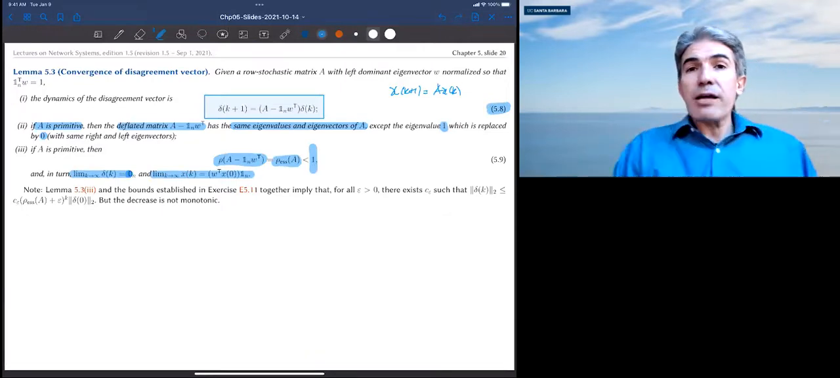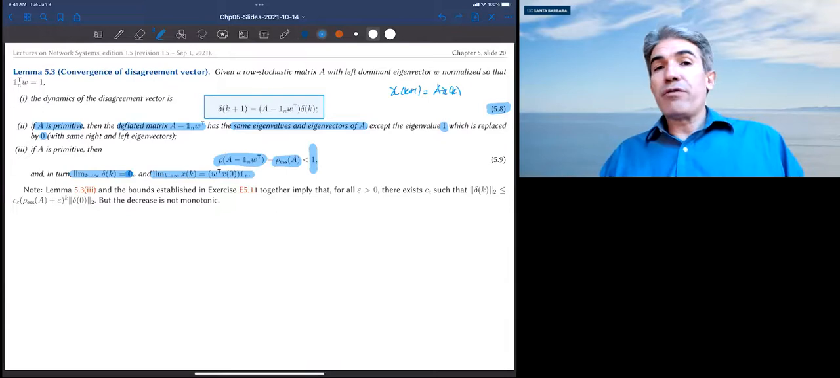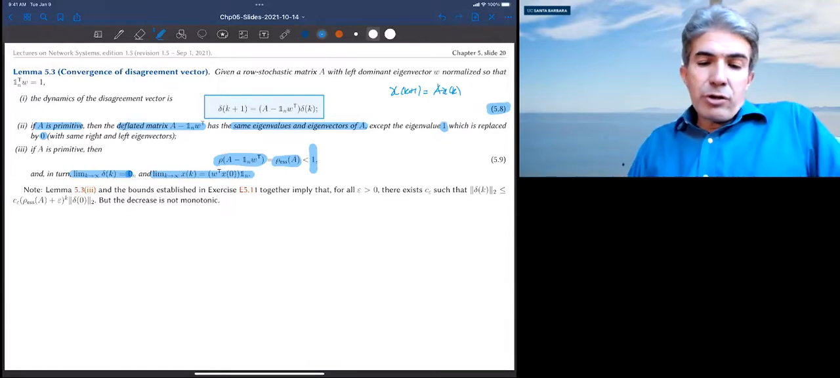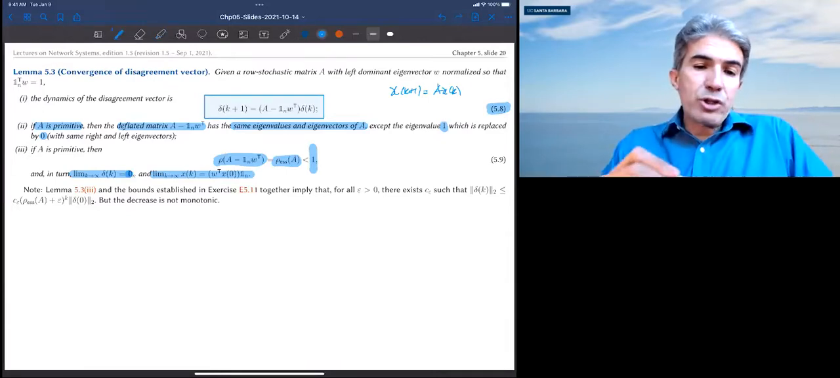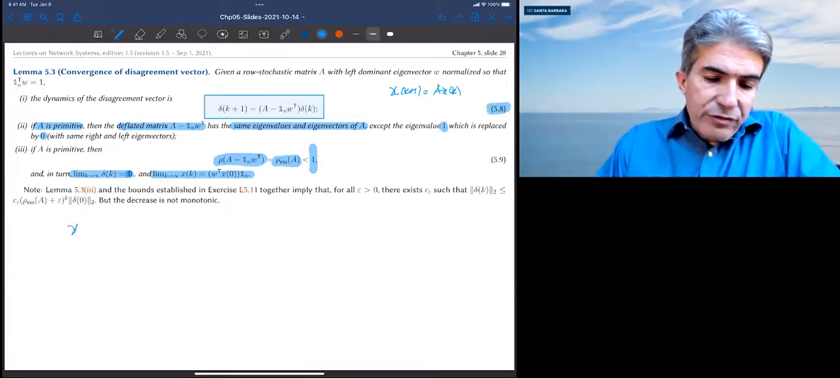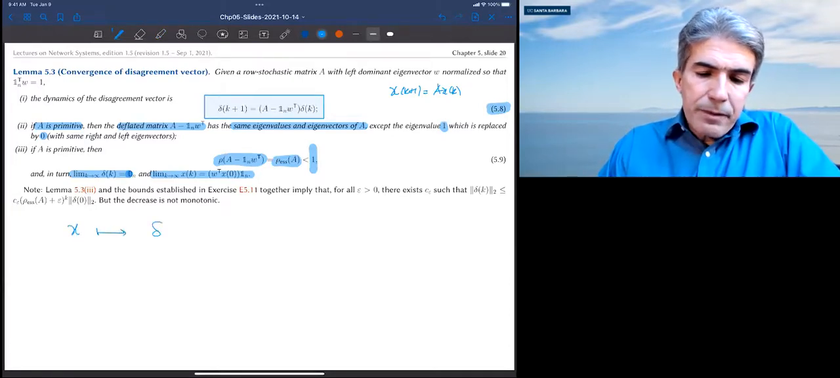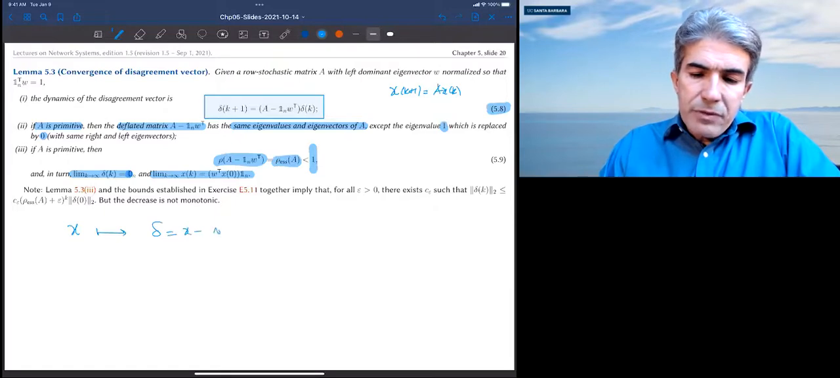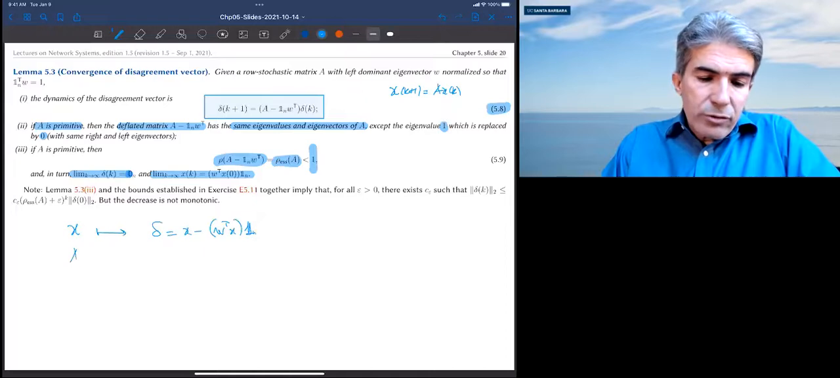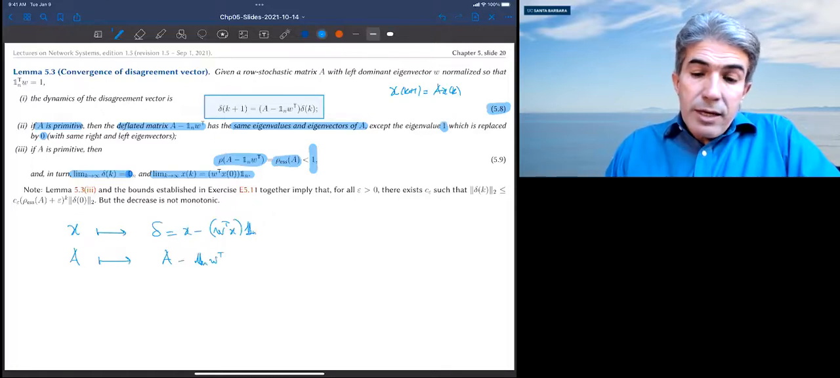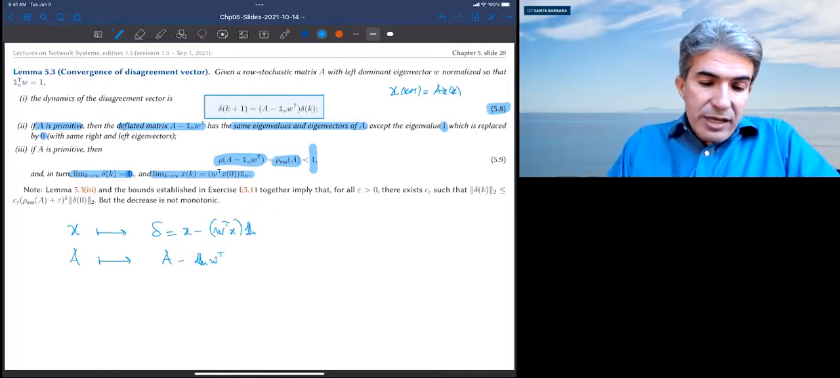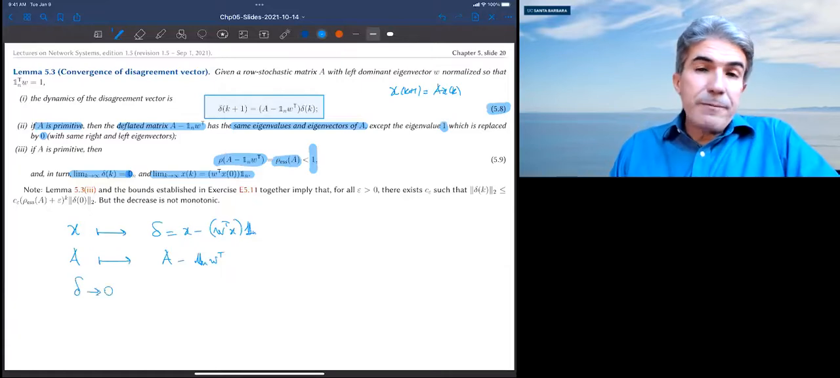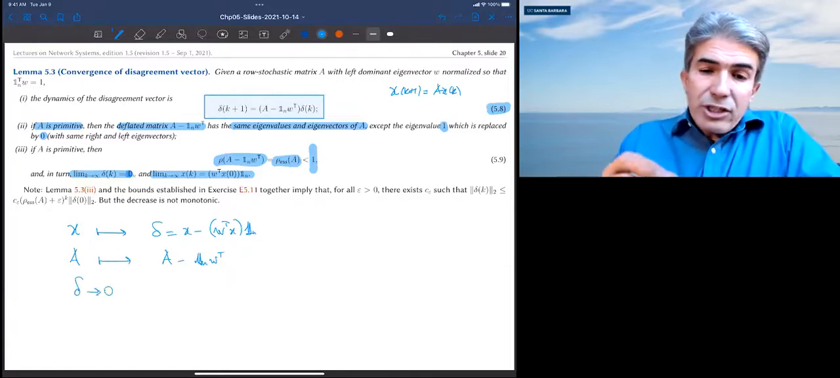This is not surprising in the least, and this is a confirmation of what we saw before. The only thing that I wanted to mention is that you can shift variable from x to delta, which is x minus w transpose x 1n. That corresponds to A shifting to its deflated version. And what happens is that delta goes to 0 asymptotically. It actually goes to 0.